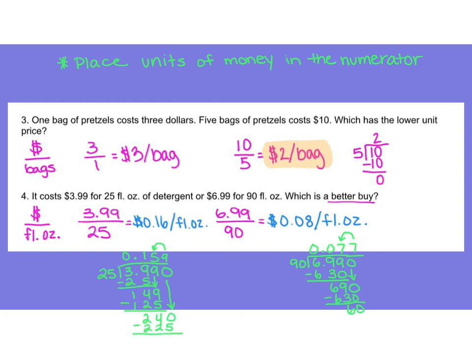So 8 cents per fluid ounce is a lot cheaper than 16 cents per fluid ounce. So 8 cents per fluid ounce would be the better buy.